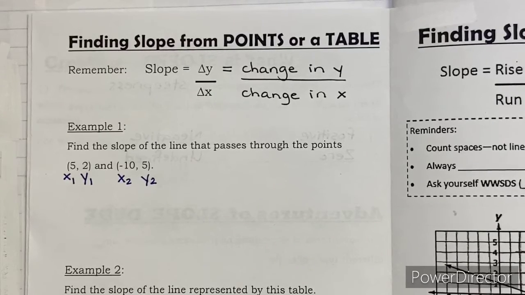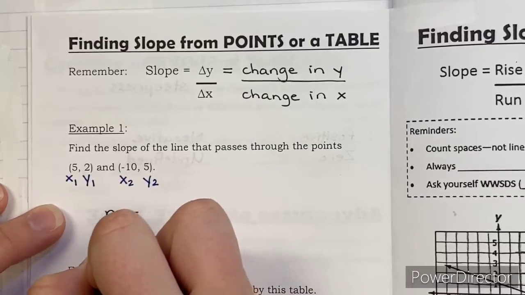So what we need to do is just come up with slope. So I'm going to use the letter M because that actually stands for slope.